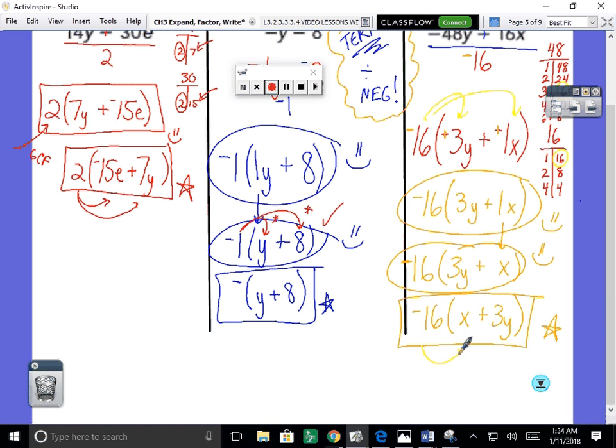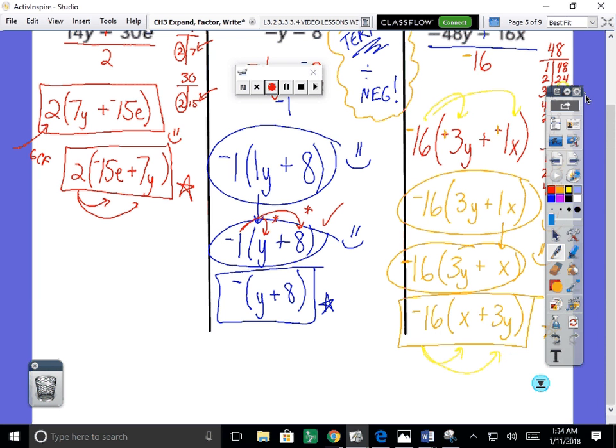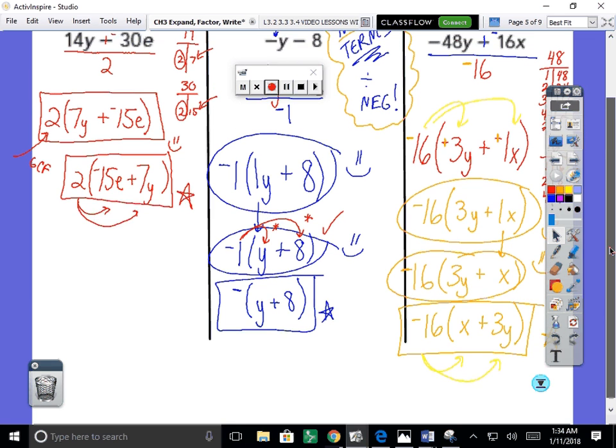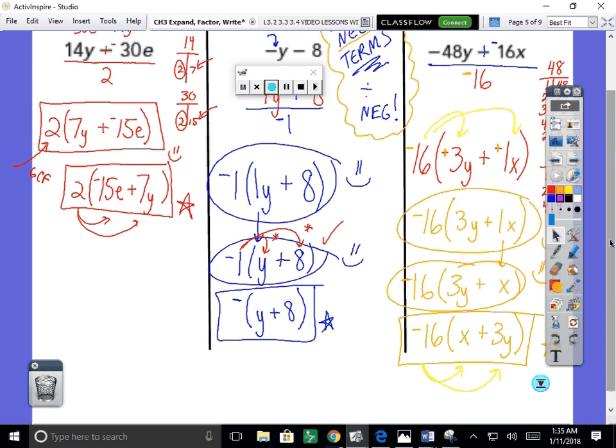See if negative 16 times x gets you the original piece of the problem. See if negative 16 times 3y gets you the original piece of the problem. And if I can scroll up here, I think it does. Let's think about that real quick. Negative 16 times x is a negative 16x. Oh yeah, it's sitting right here.